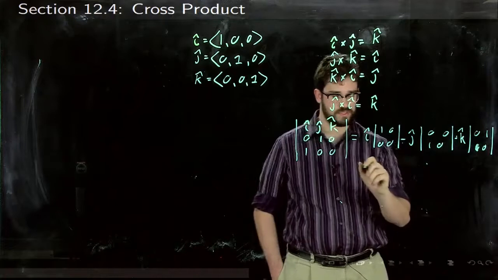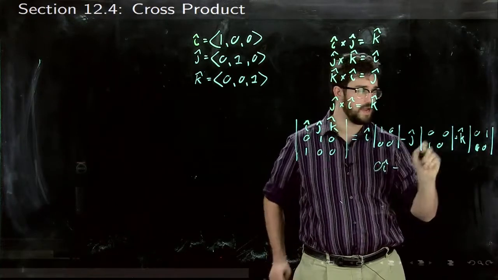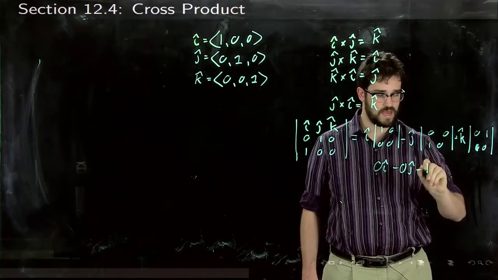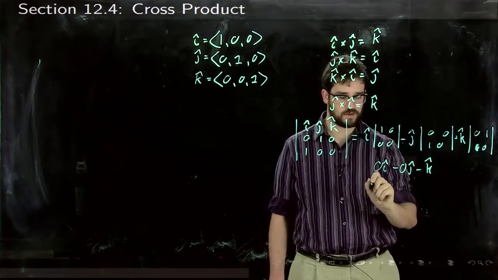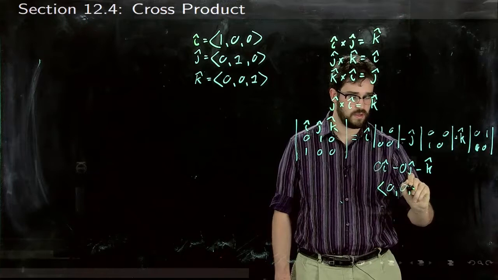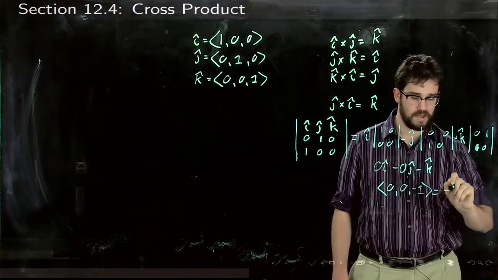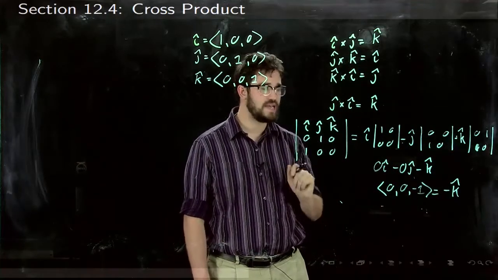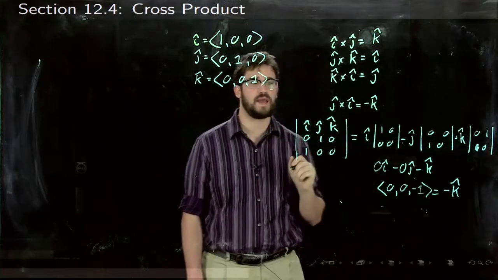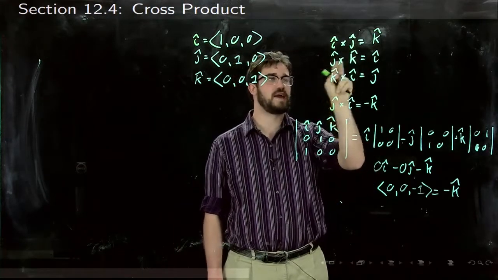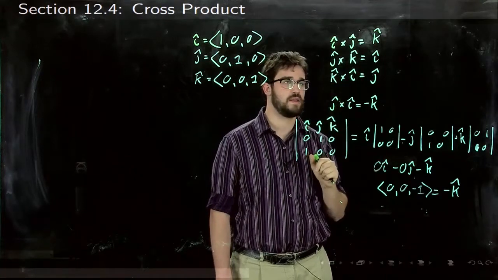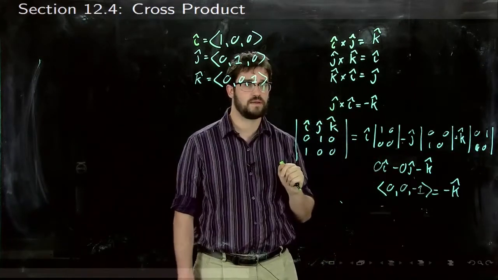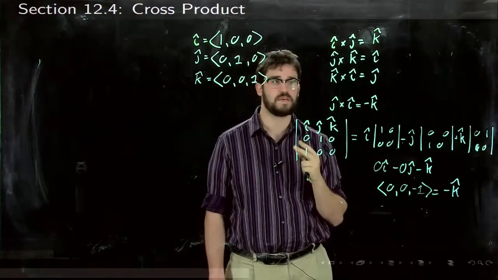Well, this first determinant is equal to 0, so we get 0 i hat minus 0 j hat, and then minus 1 k hat. So this is the vector 0, 0, negative 1, or in other words, minus k hat. So j cross i is not equal to k. It's in fact negative k. And in fact, when you flip all of these, k hat cross j hat is going to be negative i hat, and i hat cross k hat would be equal to negative j hat. The cross product is not going to be commutative.